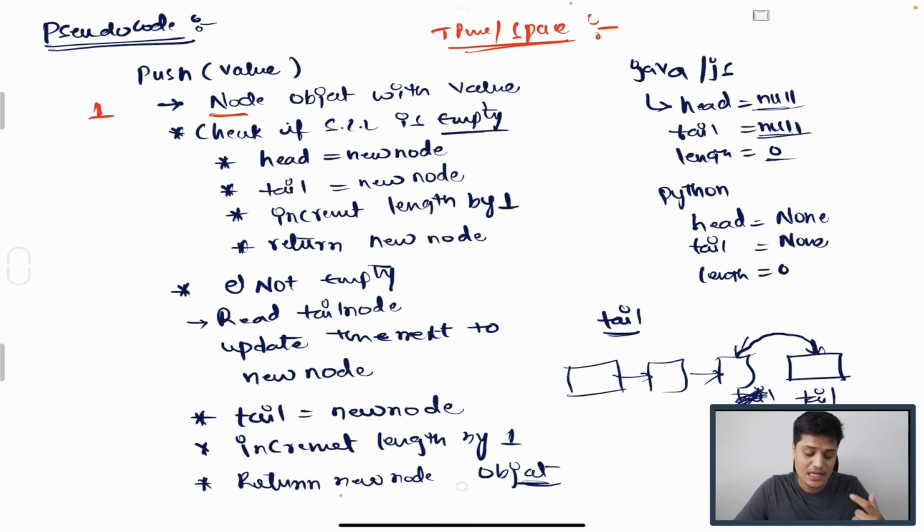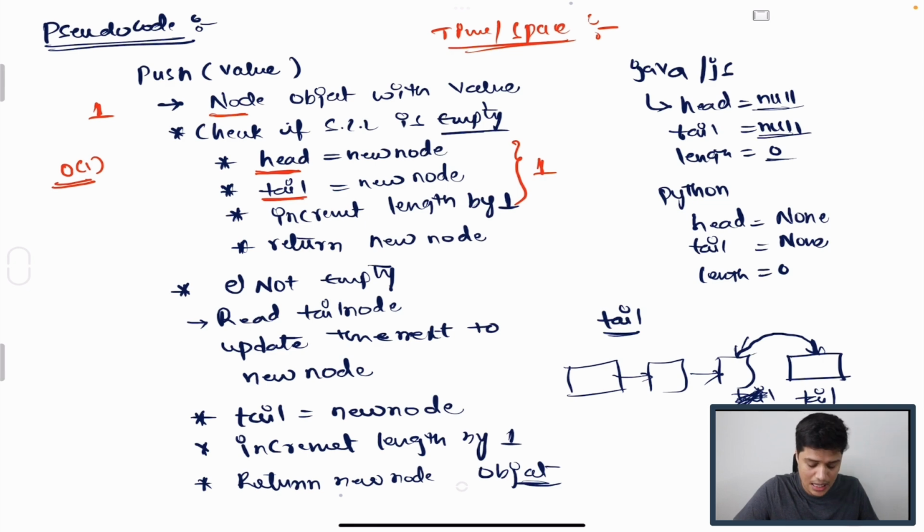Similarly, in the case where we don't have any nodes at all inside the singly linked list, we are simply updating the head node and tail node with the new node that we are creating. Since these are simple assignment operations, and incrementing the length also is a simple assignment operation, these operations will take 1 unit of time itself. As a result, when we don't have any nodes inside the singly linked list, the time complexity will be order of 1 only.